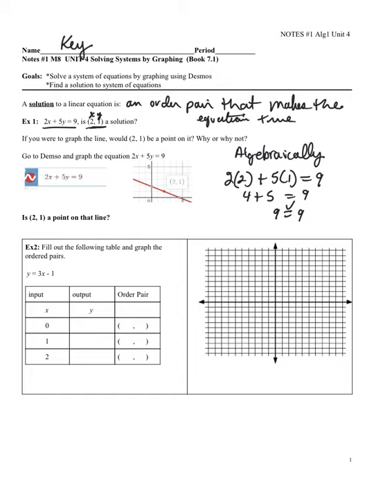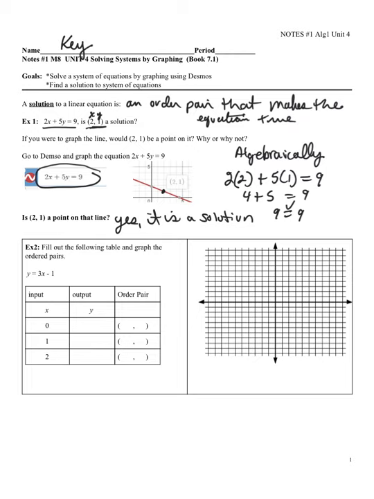5y equals 9. Another way, and the way that's going to be our focus today, is to solve it by plotting it on decimals. And in decimals, you can put it exactly as it is, 2x plus 5y equals 9. And then you can see that the ordered pair (2, 1) does in fact fall on this line. So yes, it is a solution because it's a point on that line.